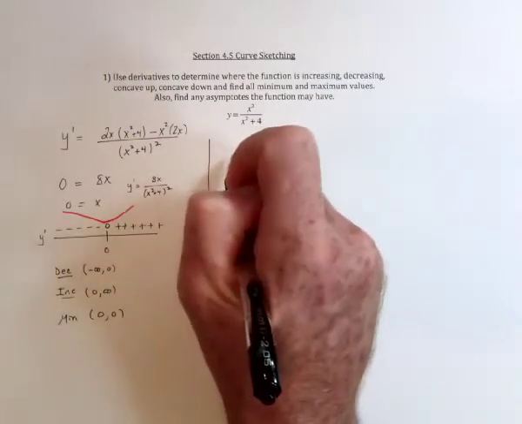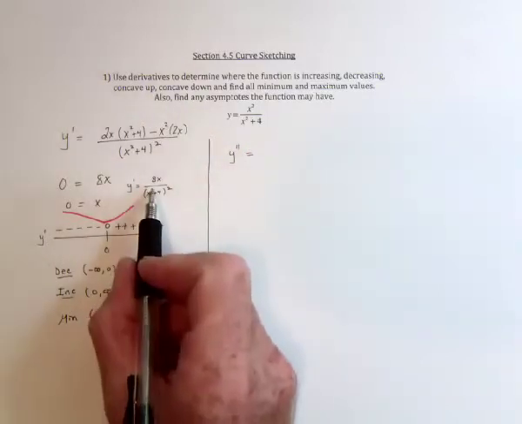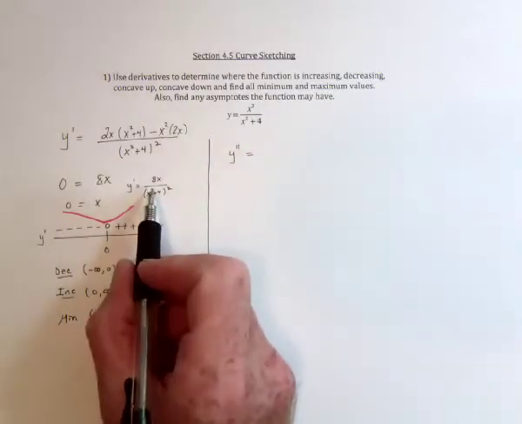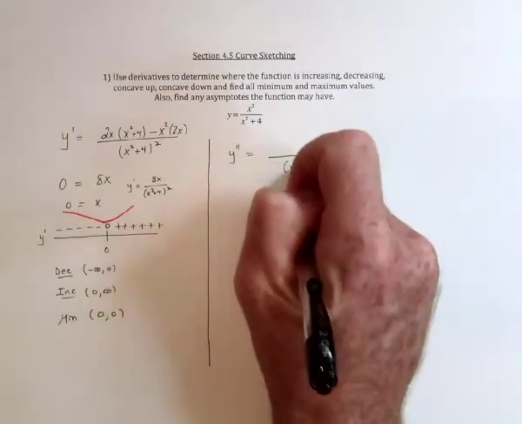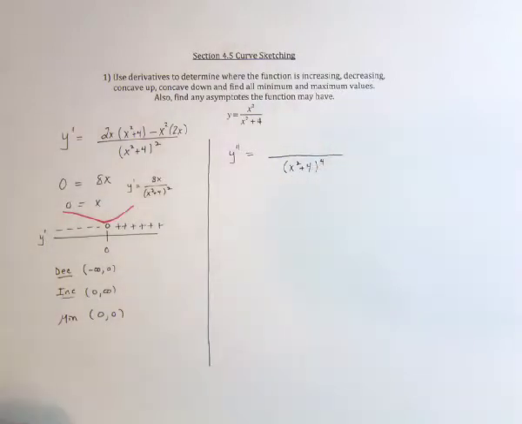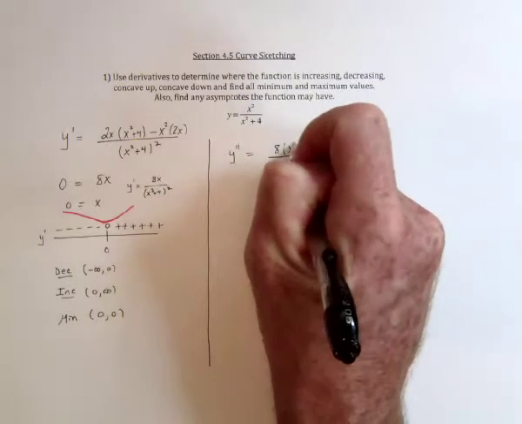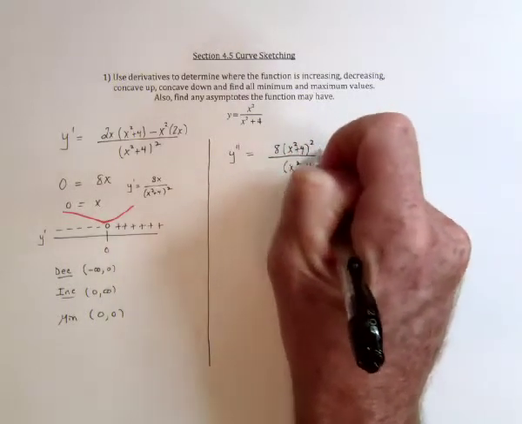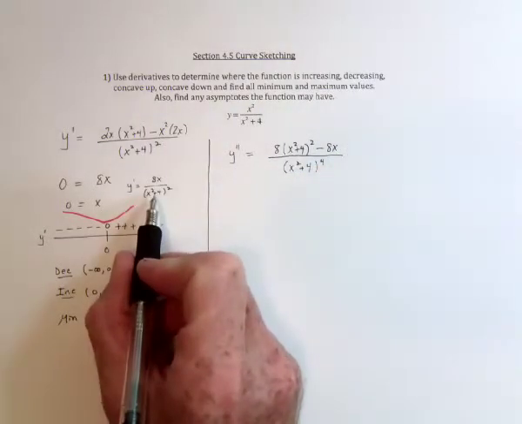Now for concavity, we need the second derivative. So take the derivative of this derivative. So the denominator, x squared plus 4 squared, needs to be squared. So now it's to the 4th. And now do the quotient rule. So take the derivative of the numerator, leave the bottom one alone, minus, leave the 8x alone, and take the derivative of this.